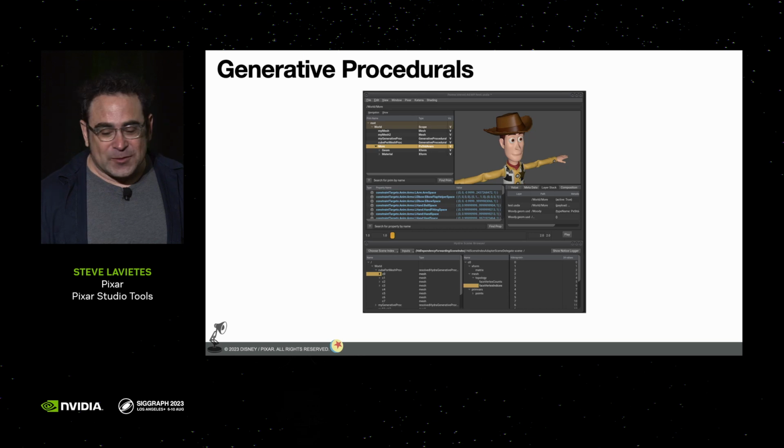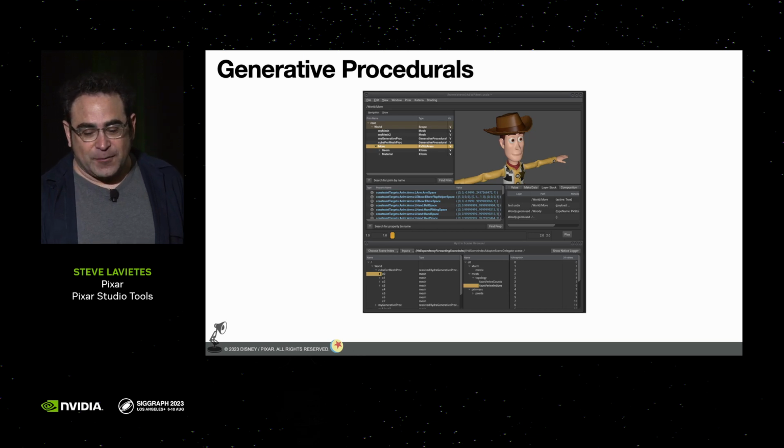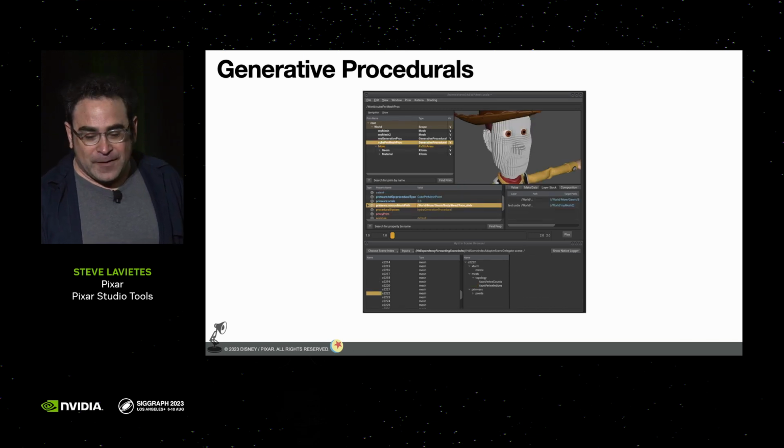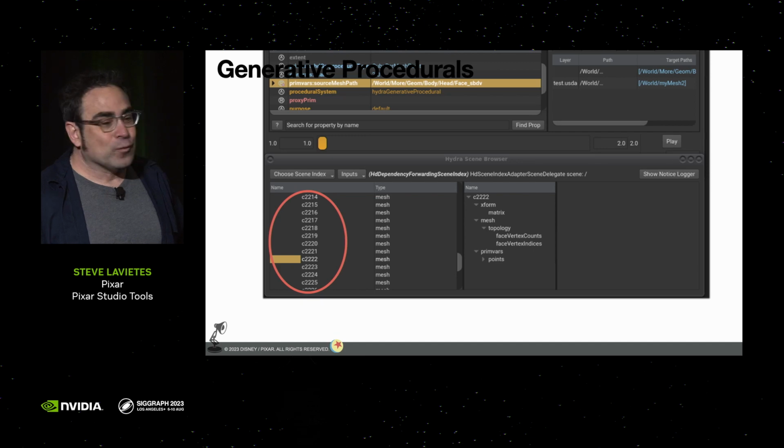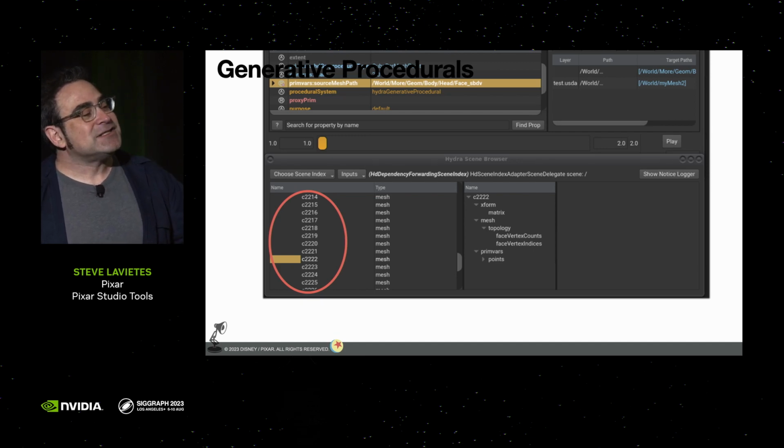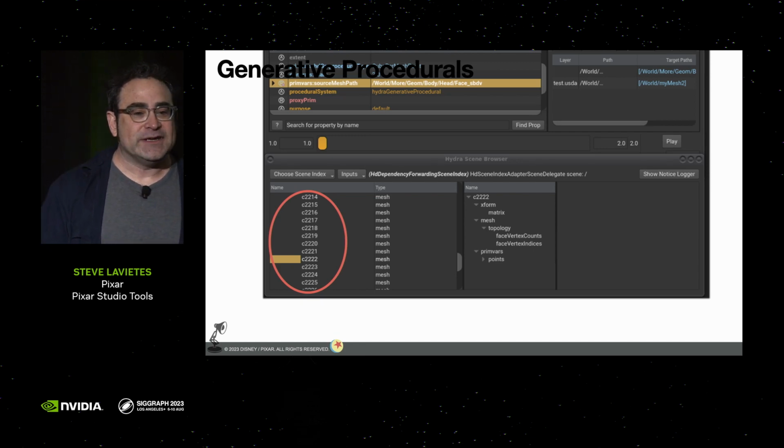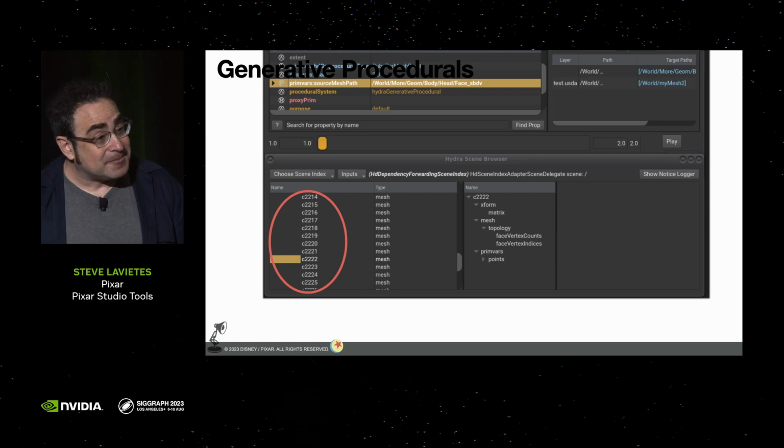We want this to be scalable, so I will load a different asset, maybe the best asset ever made, and we will target that. And now we have like thousands of cubes on Woody's face, and this is much faster to do than the equivalent operation would be in USD scene description, because topology is ephemeral here.